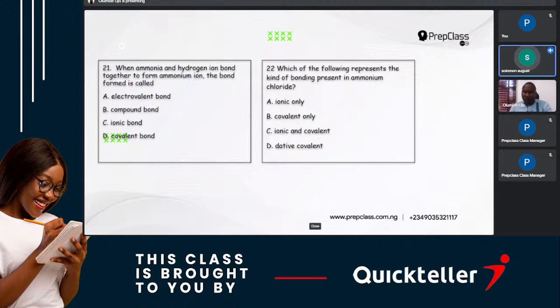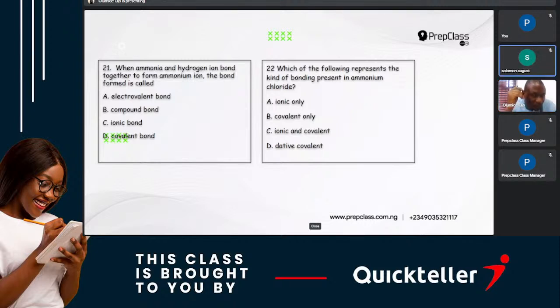Mr. Olumide, I'm very sorry. I think it's supposed to be a dative covalent bond in the ammonium ion, because the hydrogen is coming to pair up with the valence electron in the nitrogen. So it's supposed to be a dative covalent bond. Do you understand me, sir? Yeah. Dative covalent bond is an example of covalent bond. Yes or no?